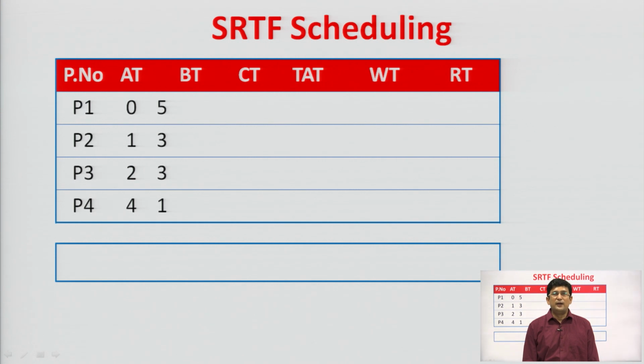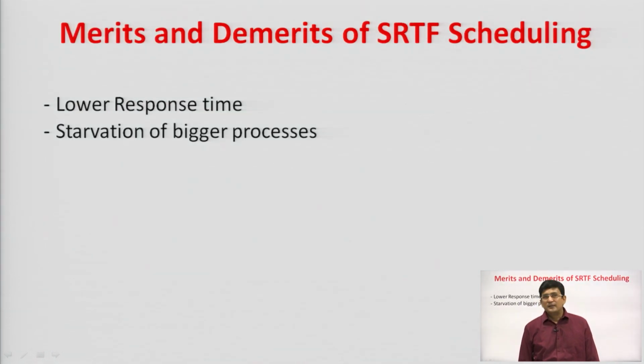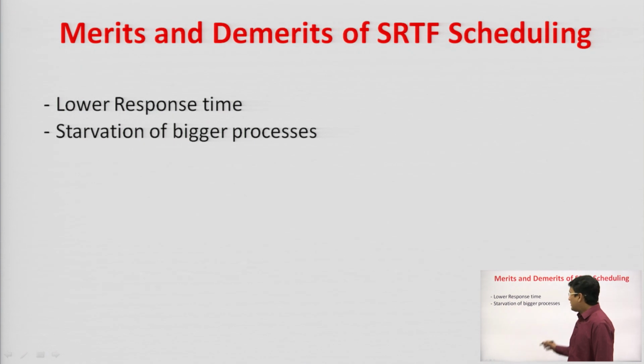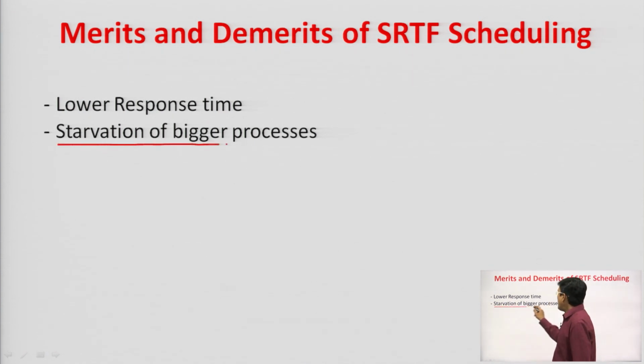So, here we are seeing that if a larger process has come in the beginning, it will have to wait for a long time. It means there is starvation for larger processes. If short processes keep coming into the system, then the large processes may have to wait indefinitely. So, this condition can be called starvation for the bigger or larger processes.